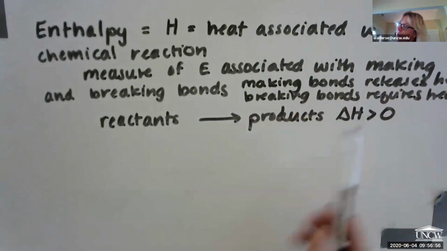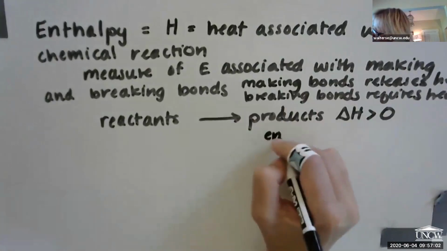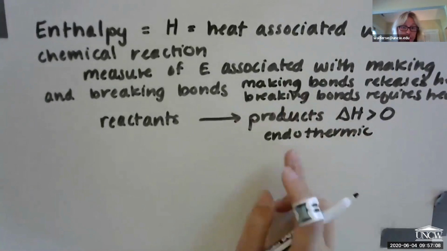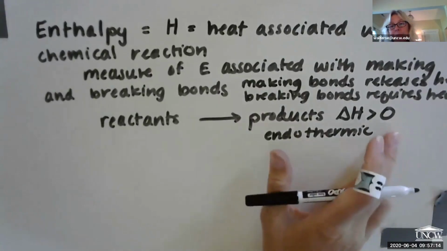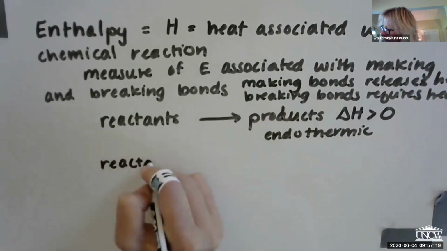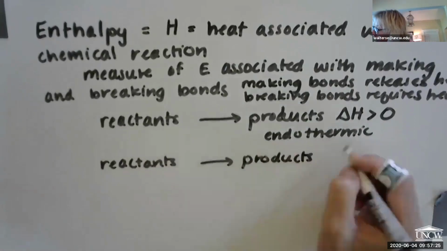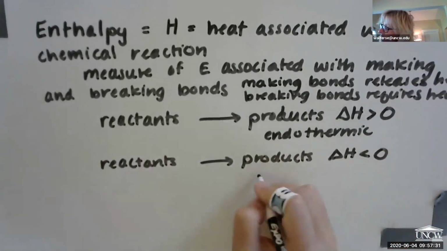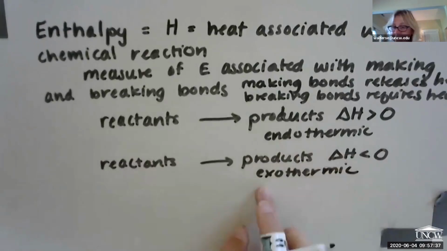If you have a change in the enthalpy that's positive, the reaction is called endothermic. Endo means enter or to put in. Thermic means heat. So you have to put in heat for this reaction to proceed. You can have reactants that go to products, and you have your enthalpy change that's negative. These are called exothermic reactions. So heat exits the system.